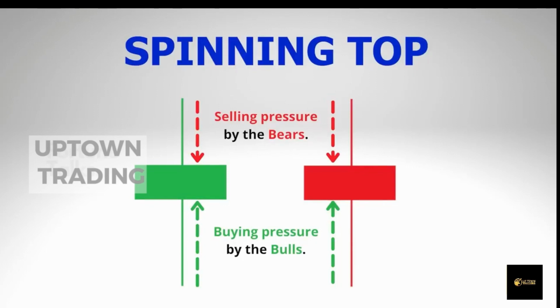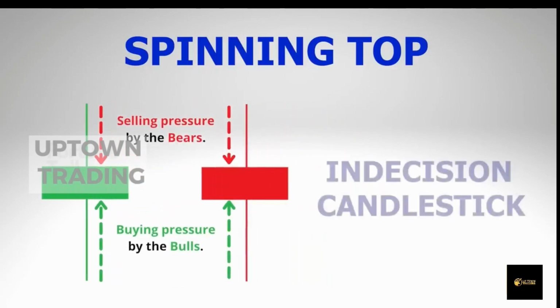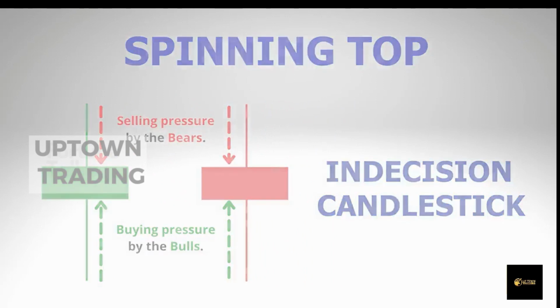What this means is that there is an indecision between bulls and bears. They are not able to clearly influence the market direction. So this type of candlestick is called a spinning top, which is actually an indecision candlestick. Now let us consider two situations where spinning tops can be formed, and let us discuss what the outcomes are.